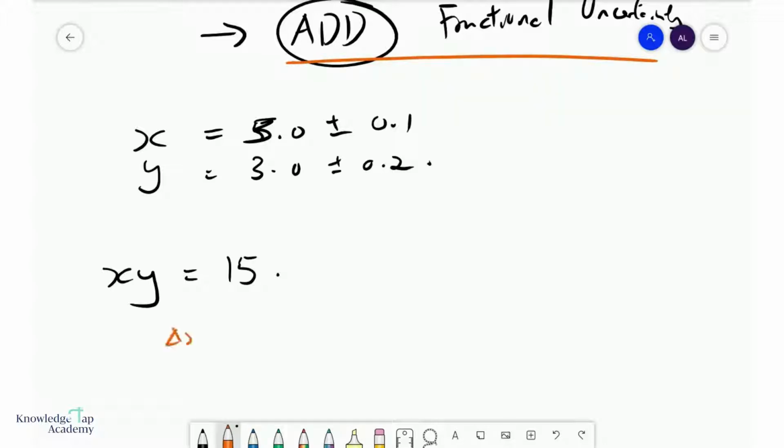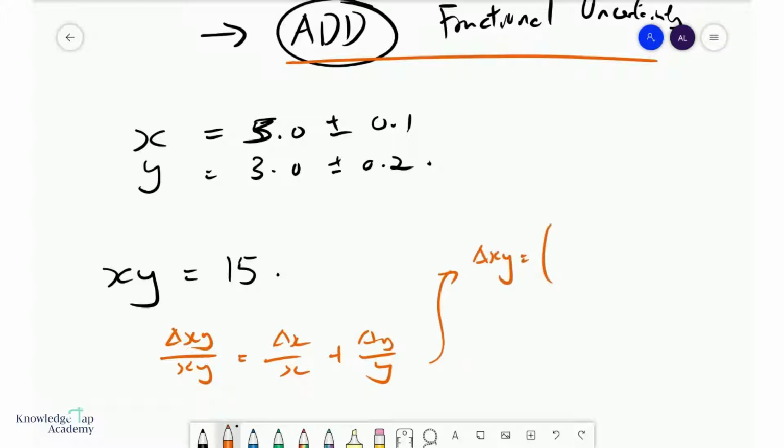So basically, delta xy over xy equals delta x over x plus delta y over y. This, of course, means that we can calculate delta xy by taking delta x over x, which is 0.1 over 5, plus delta y over y, which is 0.2 over 3, multiplied by the value of xy, which is 15. Now, I'm going to take out my calculator and calculate this. So 0.1 divided by 5 plus 0.2 divided by 3, multiplied by 15, will give us 1.3.